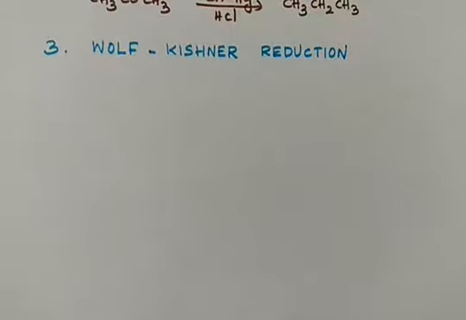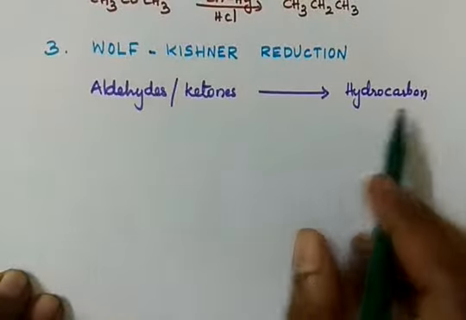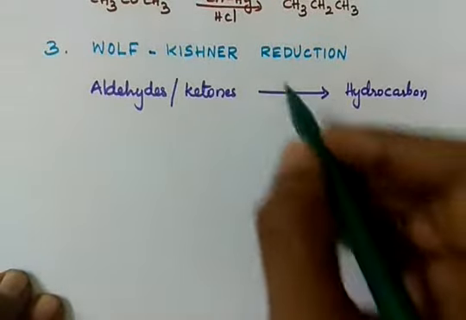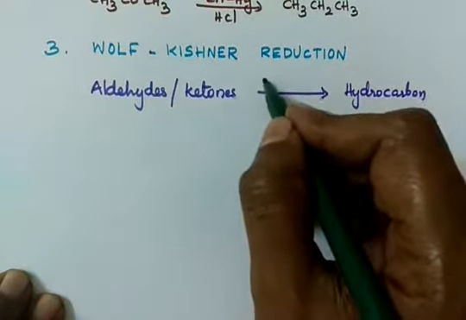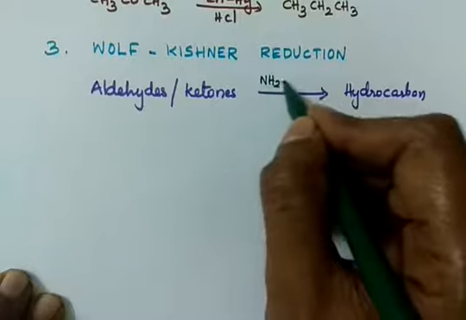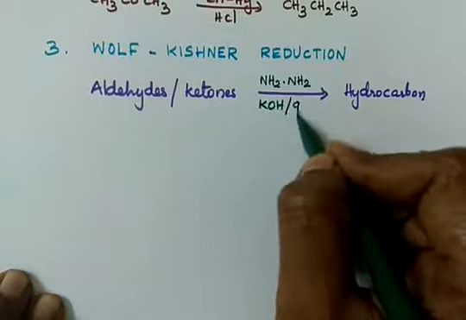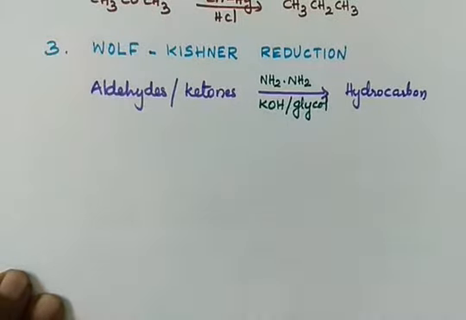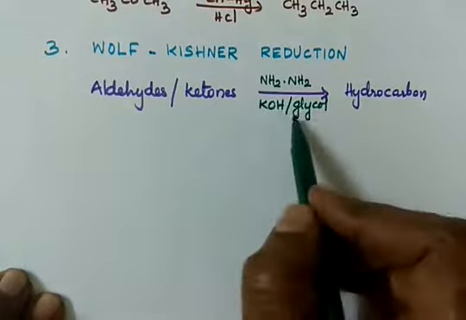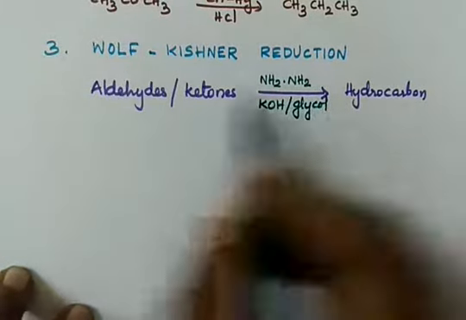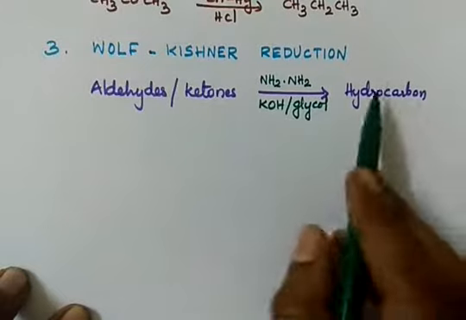In Wolff-Kishner reduction also, aldehydes or ketones are reduced to the corresponding hydrocarbon. But here the reducing agent is different. The reducing agent is hydrazine and potassium hydroxide. Hydrazine is NH2NH2, and potassium hydroxide in the presence of ethylene glycol. Aldehydes or ketones are converted to hydrocarbon.